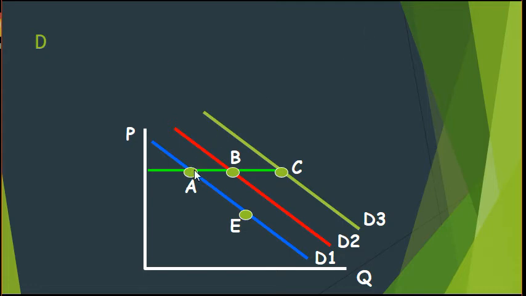How do I get from A to B? Well, the price of a complement goes down. The price of a substitute goes up. People's incomes rise, assuming that this is a normal good. We have more consumers, or we have a positive change in tastes. How do I get from A to E? The price of the good falls.